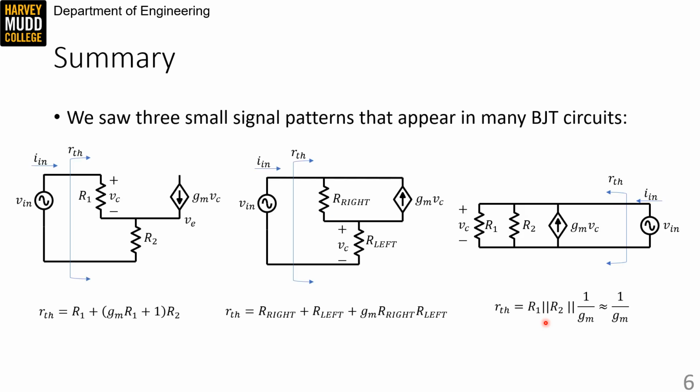So, in summary, we saw 3 small signal patterns that appear in many BJT circuits. The RE boosting pattern, which has this Thevenin resistance, the left-right pattern, which has this Thevenin resistance, and the 1 over GM pattern, which has a Thevenin resistance of about 1 over GM.